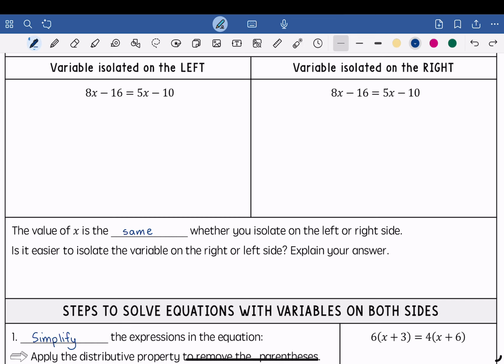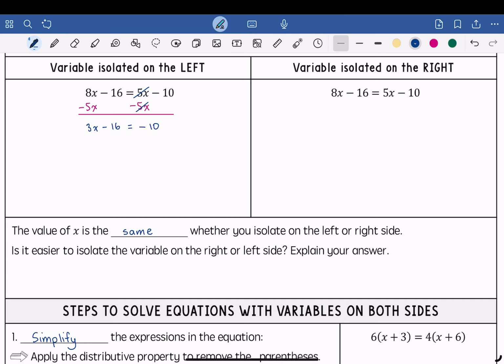So to isolate the term with the variables only on the left side, I have to take it away from the right side. So I'm going to subtract 5x to eliminate that term with the variable x, and whatever I do on one side, I have to do to both sides. So this will give me 3x minus 16 is equal to 5x minus 5x cancels itself out, is equal to negative 10.